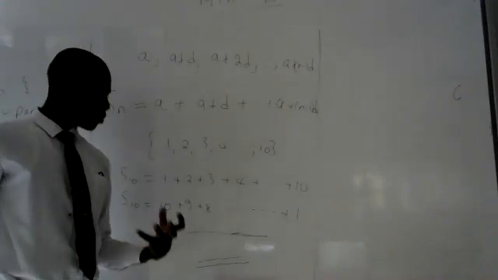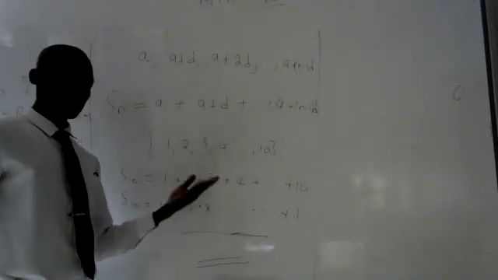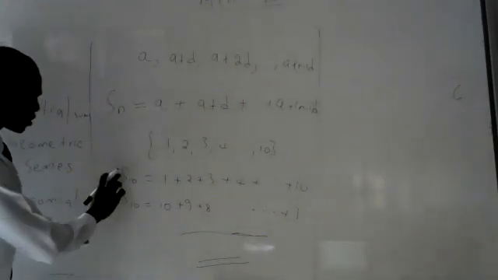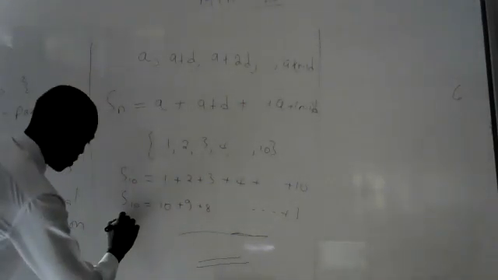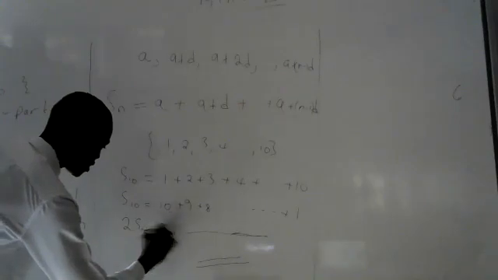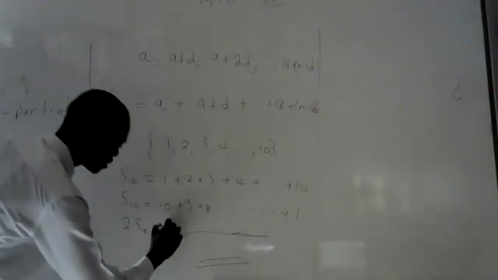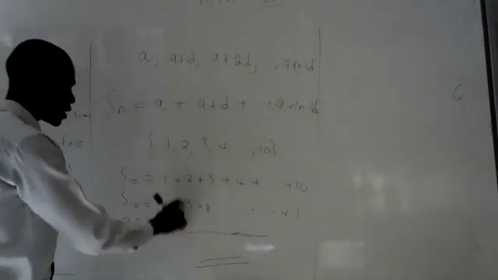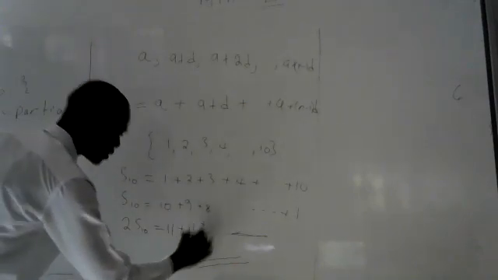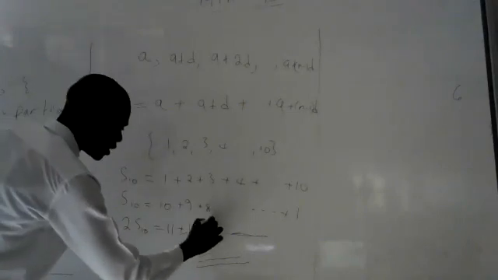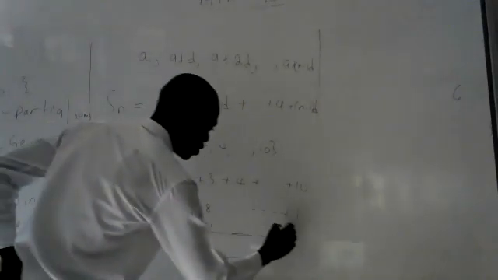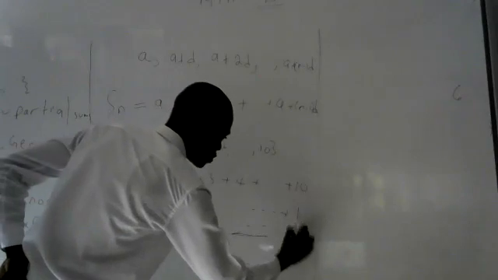Then what I do is I just do the addition vertically. So S10 plus S10 is just 2 S10, just like x plus x is 2x, y plus y is 2y. Then I add for each and every column. So 1 plus 10 is just 11. 2 plus 9, well, that's still 11. 3 plus 8, still 11. All the way to the last term, 10 plus 1, you still get 11.